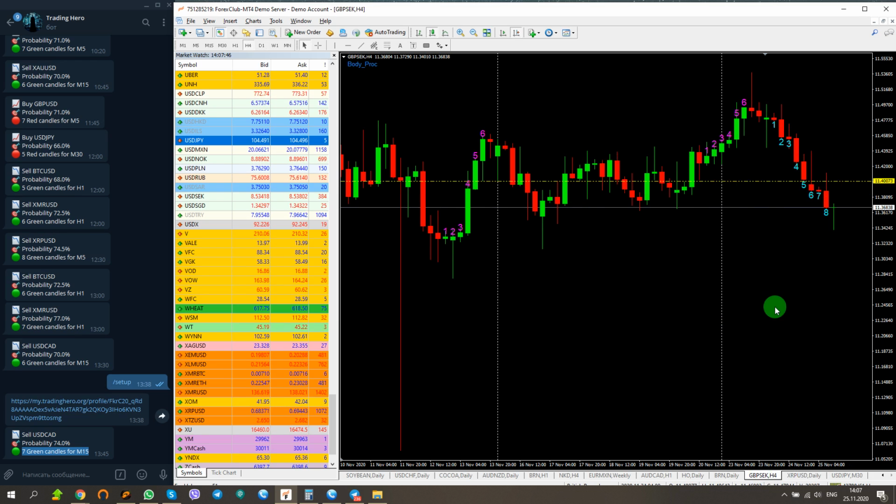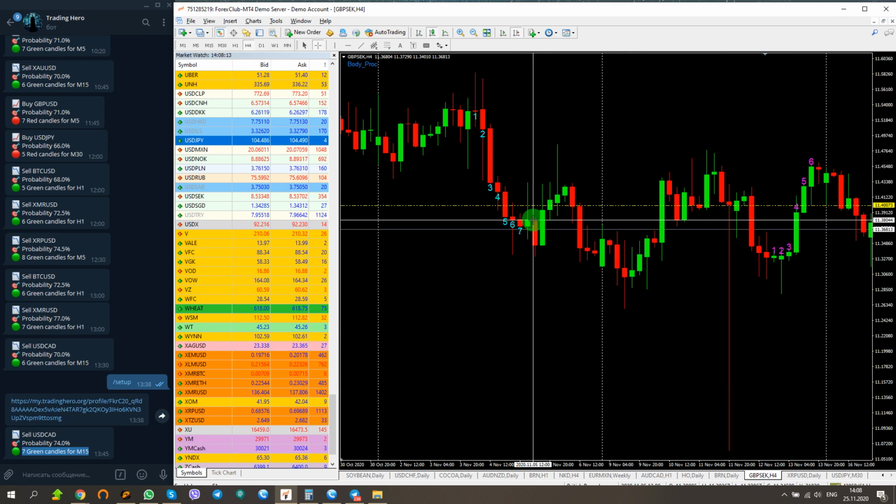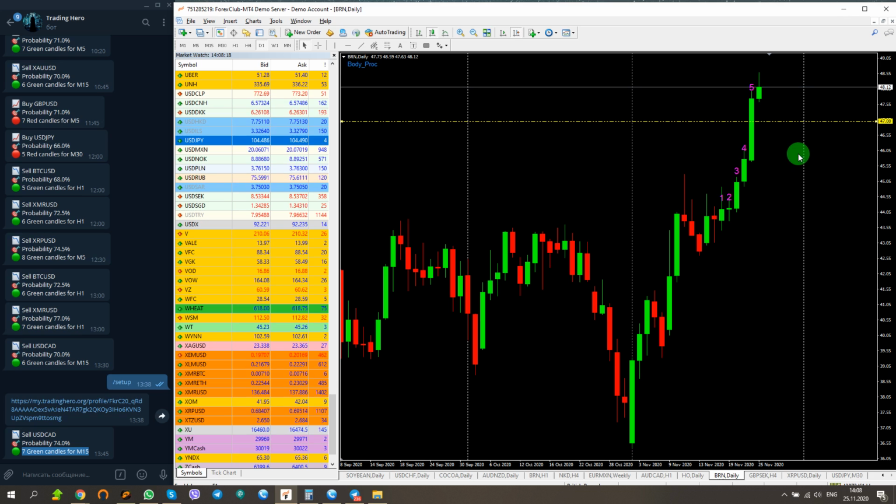Then let's look at GBP to SEK. On this instrument, for example, we received this signal when there were 8 candles in a row. So we are still waiting. Here was our entry point. Our take profit is marked here, so we're still waiting. You can see also that here was a profitable signal even from the 6th candle. Here was the signal. Here was the signal. Everything works fine.